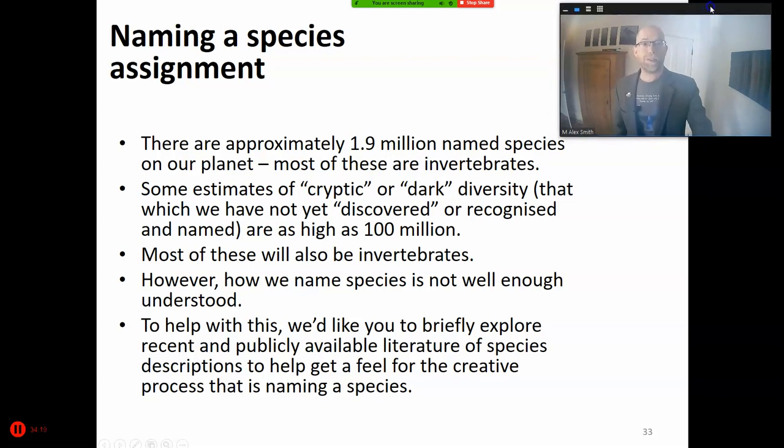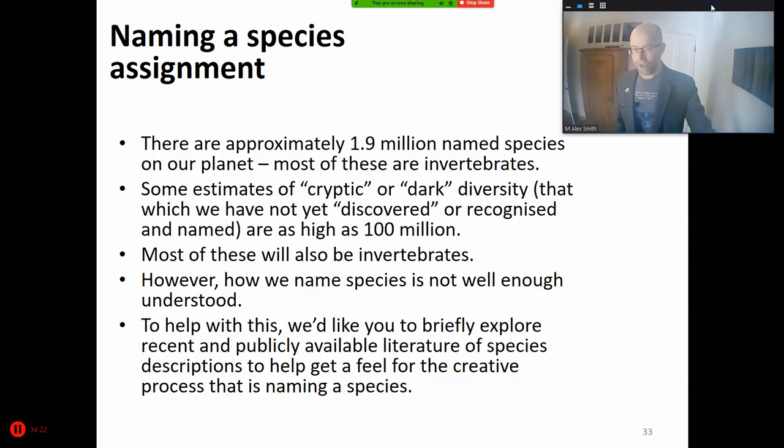One of them is your species naming assignment, or naming a species assignment. Why are we doing this? Well, from my perspective, there's just under 2 million named species on the planet. And most of those, we've talked about this already, are invertebrates. Cryptic diversity, diversity that remains to be recognized and described and named, there's really snarky arguments in the ivory towers of academia about how many of those species remain yet to be discovered or recognized. It's no fewer than 10. It could be in the hundreds. Most of that which remains to be described from metazoans, multicellular animals and plants, are invertebrates.